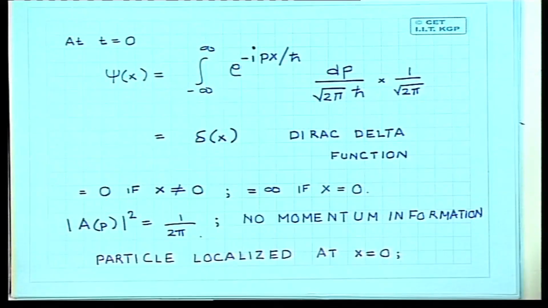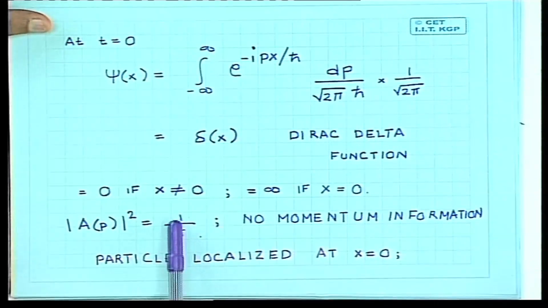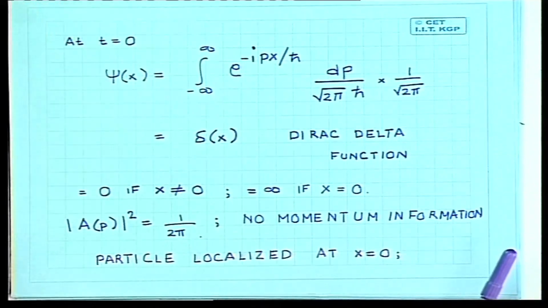So the wave function is 0 everywhere except at the origin. So we are led to the conclusion that in this case, the particle is localized at the origin. It is located precisely at the origin. But this comes at the cost that we have absolutely no momentum information. This is because the mod square of A of p, which is 1 by 2 pi, is a constant. So all the values of momentum have got equal probability. So we have absolutely no momentum information.